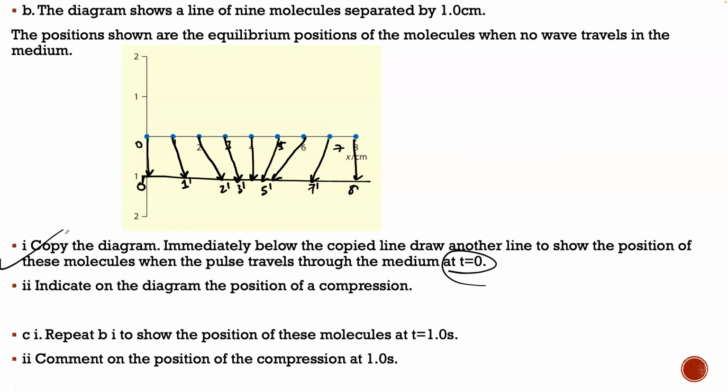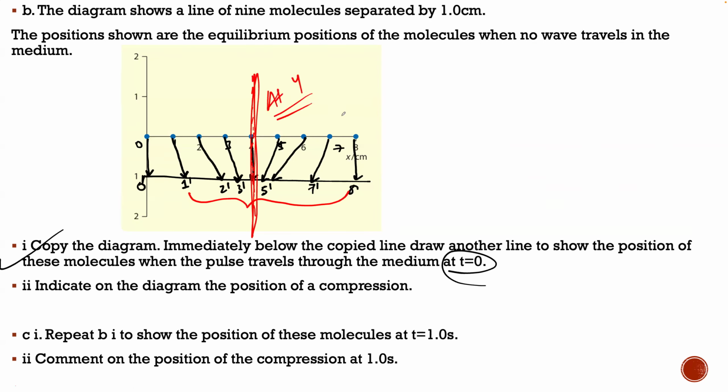Now, so done. We have drawn the particles. This is how the particles will be when the wave travels through the medium at time t0. Indicate on the diagram the position of compression. The position of compression is a region where particles are too close together. So this is completely a compression because all the particles have come closer. But you can't say compression means overall; you have to always select the mean of it. So the mean is 4. So we can say the compression is at 4.